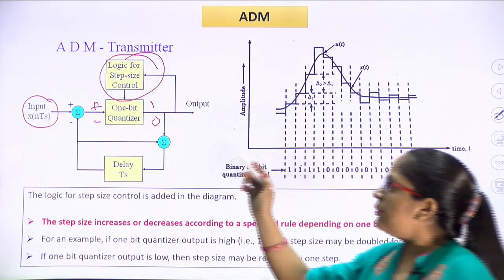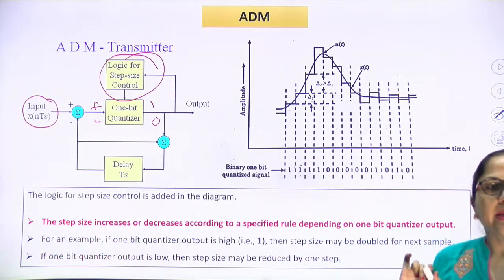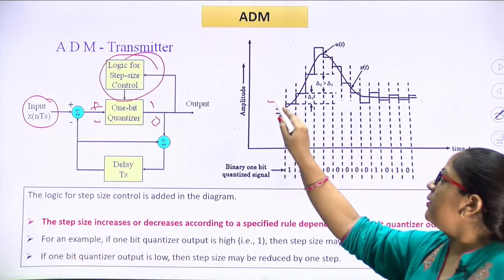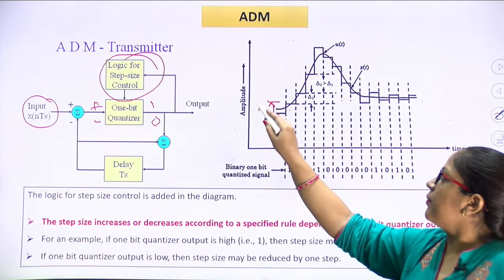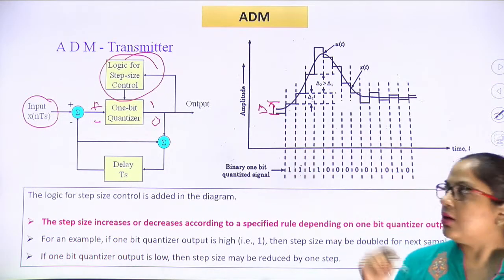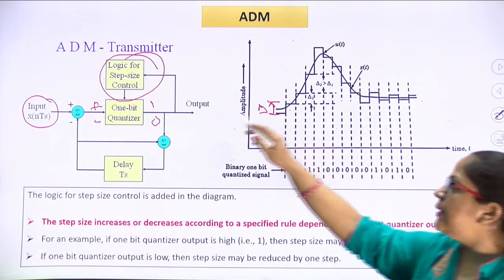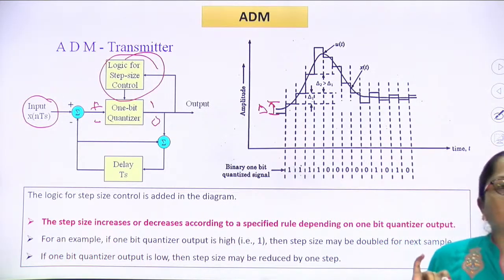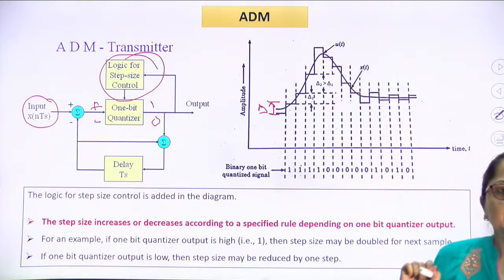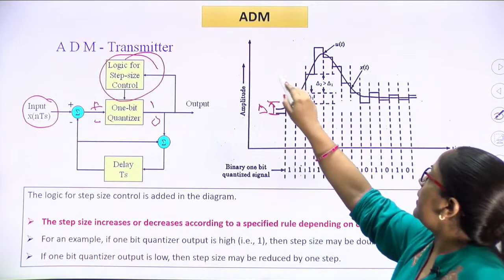So, what is one way to apply this step size logic control? That the step size, meaning this difference, increases or decreases according to a specific rule. What is that rule? For example, in this 1-bit quantizer, if the output is high or if the amplitude is changing very rapidly, then the step size may be doubled, as we can observe in this case.